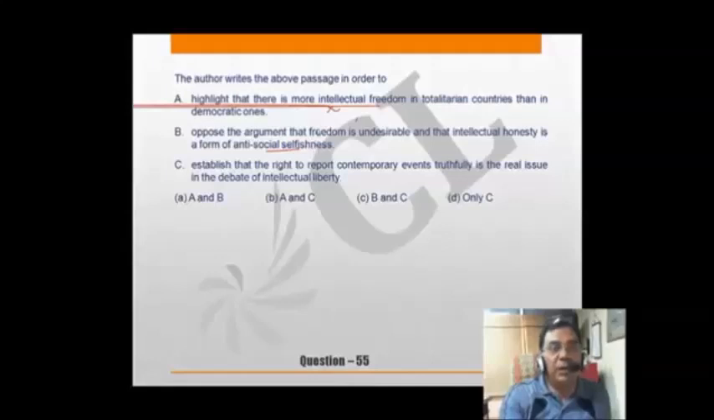Yeah, he is opposing that the freedom is desirable. So this holds true. Establishing the right to report contemporary events rightfully is the real issue. Yes, this was given in the last line. So both B and C. So the answer becomes C. This was an easy one.